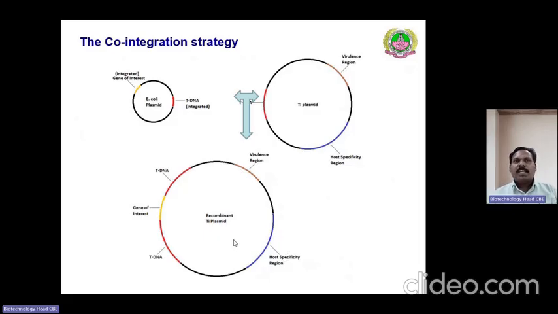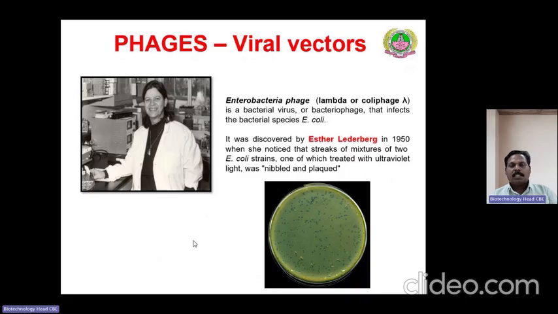So you can co-integrate the genes available from two different plasmids, the E. coli plasmid and the disarmed Ti plasmid, recombining them to produce a recombinant Ti plasmid. Now all the three important regions, that is the virulence factor, the host specificity factor, as well as the gene of interest, are present within the tDNA region by the co-integration strategy.